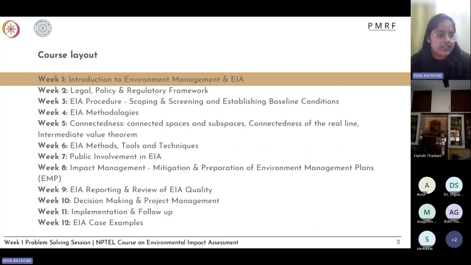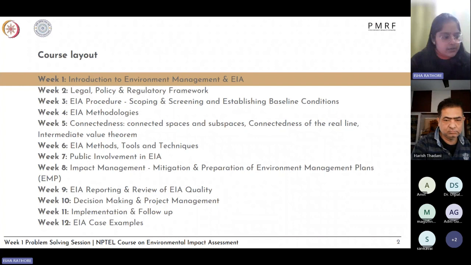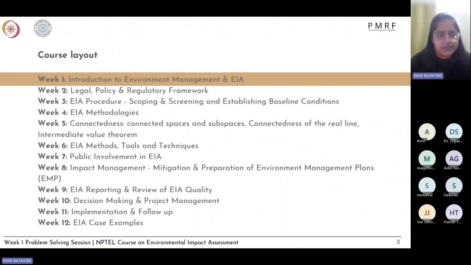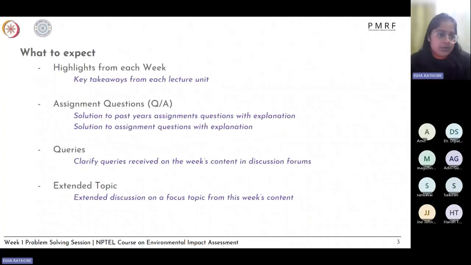Okay, so week 1 looked at introduction to environmental management and EIA. Here we looked at the general concept of environmental impact assessment and why we need to study EIA. As we progress further, we will go through all the different weeks. So this is the week 1 problem solving session.